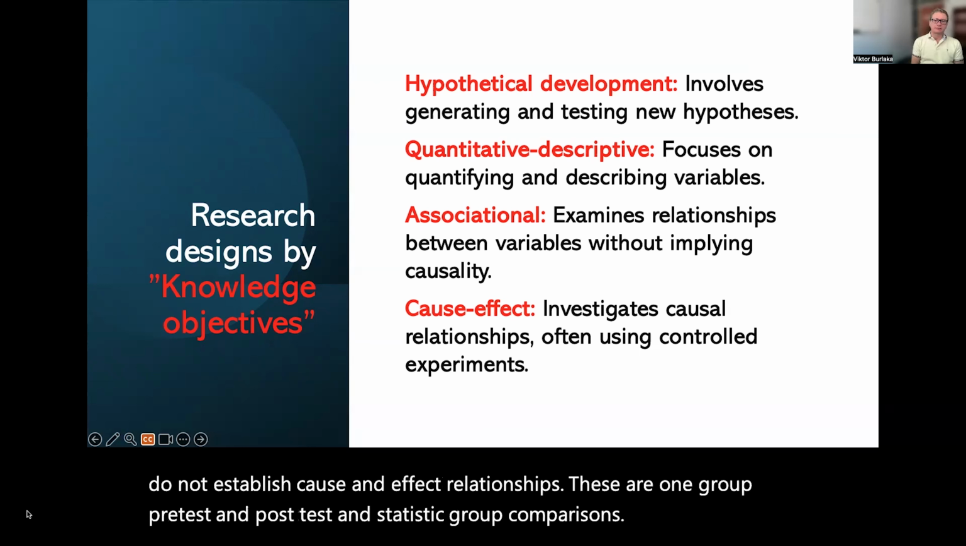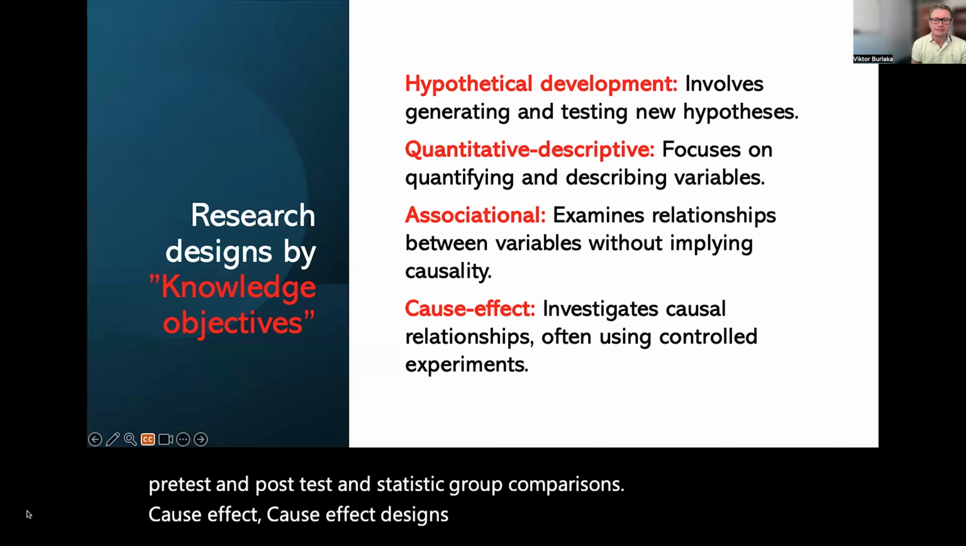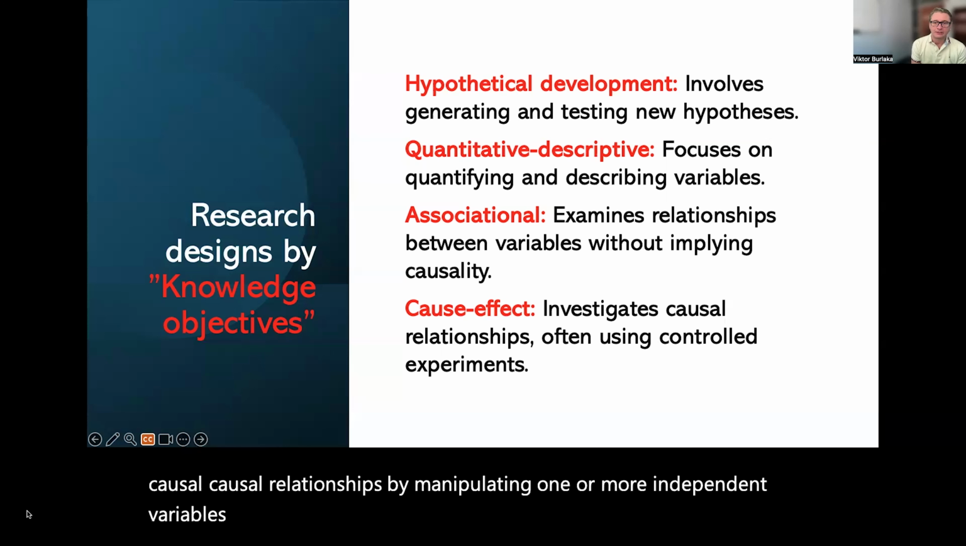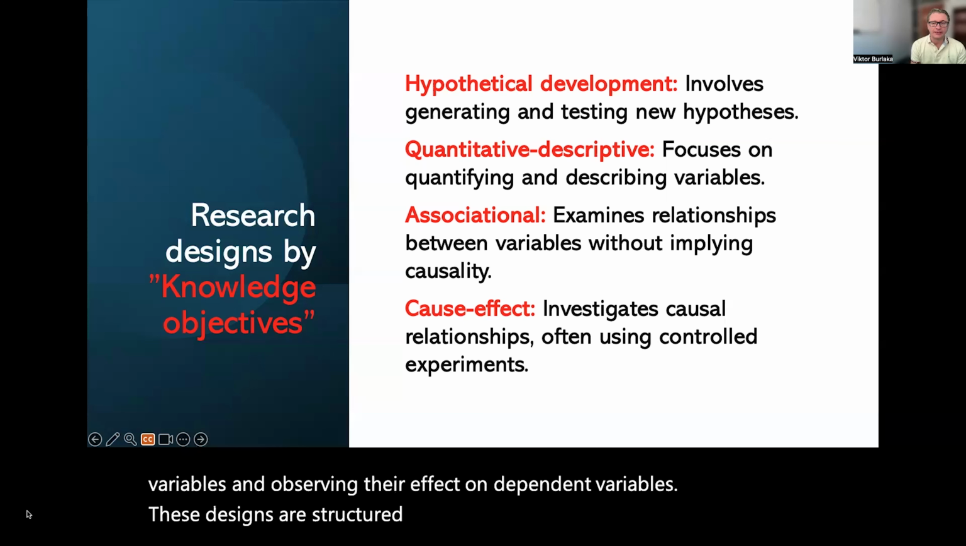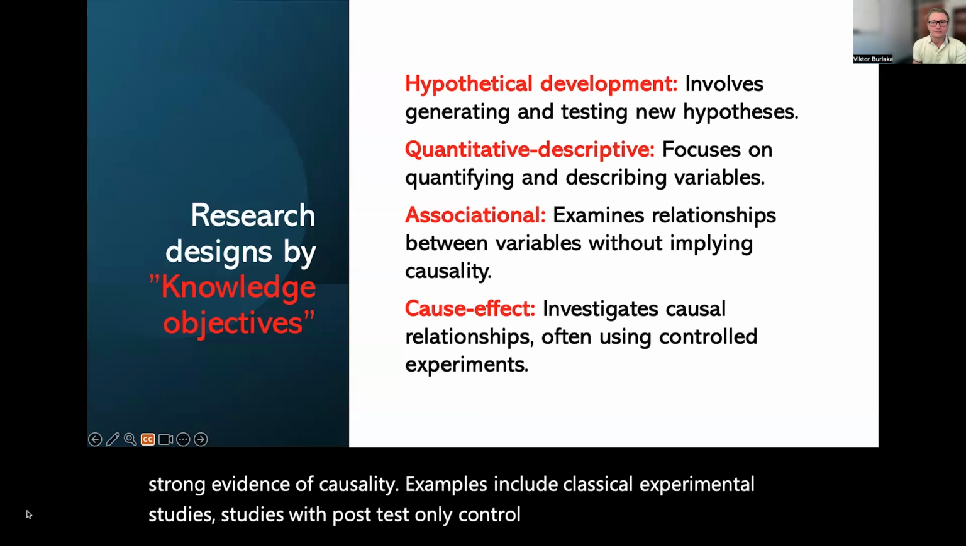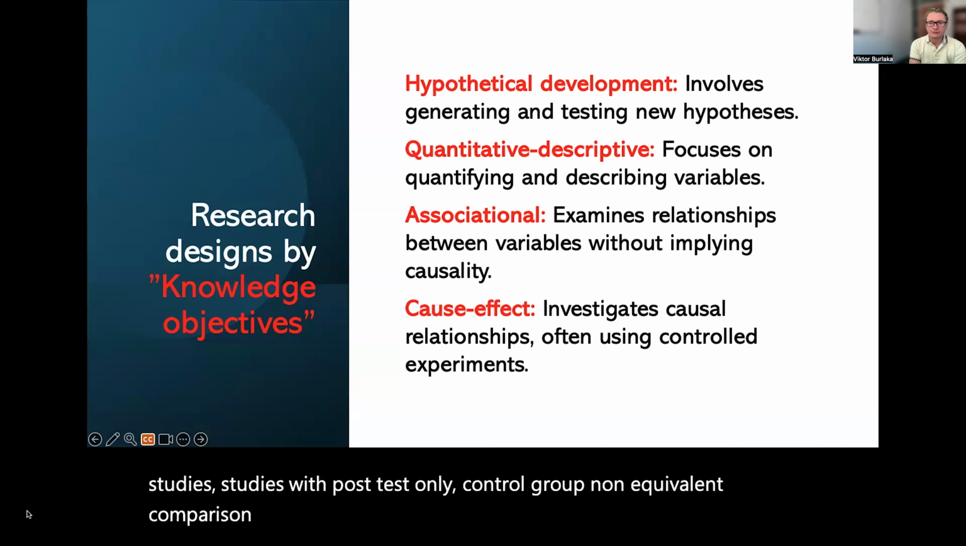Cause-effect designs, often experimental in nature, investigate causal relationships by manipulating one or more independent variables and observing their effect on dependent variables. These designs are structured to control for external factors, providing strong evidence of causality. Examples include classical experimental studies, studies with post-test only control group, non-equivalent comparison group, interrupted time series, and Solomon 4 group.